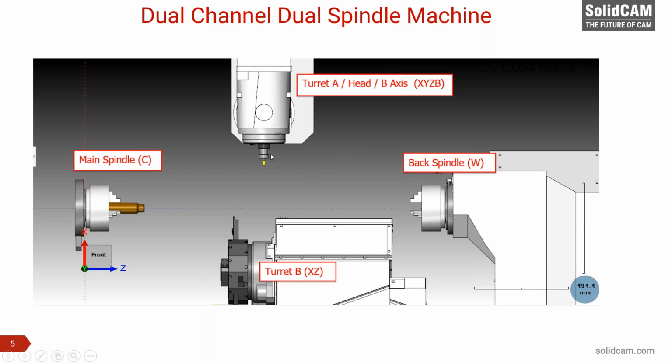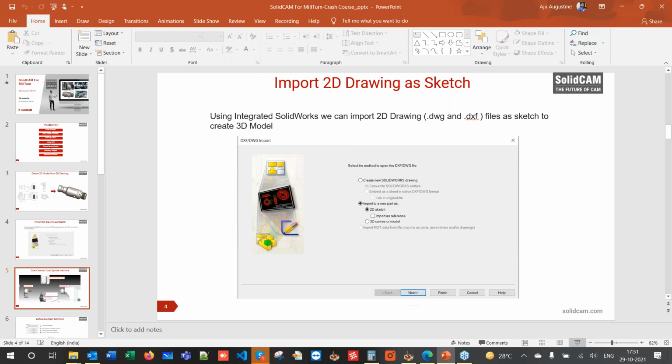Now, Millturn machines, there are a variety of different types. Like, it can have just the upper turret, just the main spindle. It can also have just dual spindles, like main spindle and back spindle and the upper turret. The lower one can be a steady rest. All this kind of configuration SolidCAM supports. For now, we will be looking at this project with this machine.